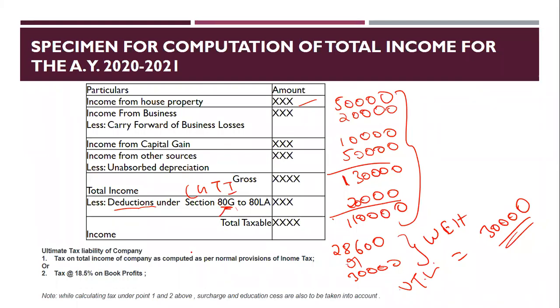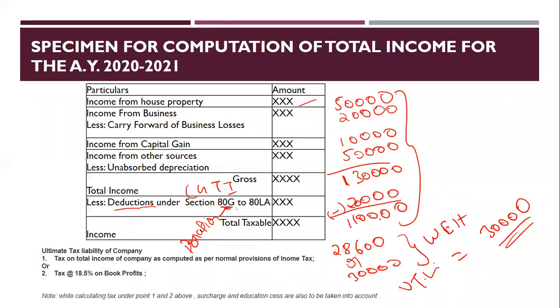For example, any donation you give, you can claim as a deduction under section 80G. That is a kind of service to the society, so you can claim it as a deduction.